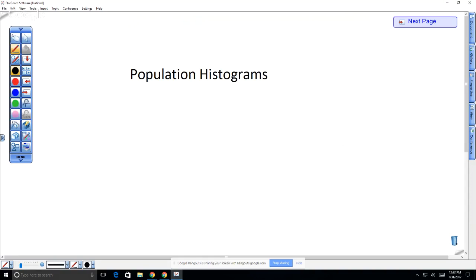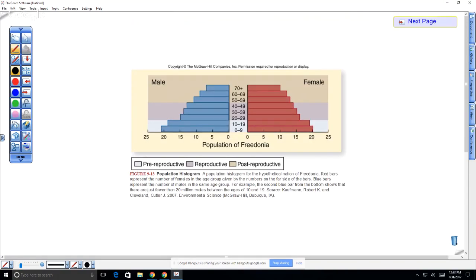Now we can also look at population histograms, which are graphical representations of the number of individuals that are in each age group. So this is the number of individuals sorted into age groups. Let's look at a hypothetical one that your textbook provides. Fredonia is the hypothetical.